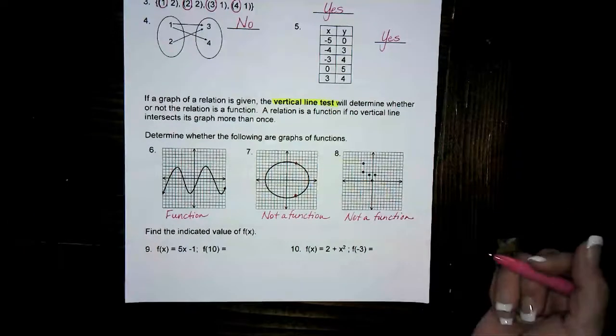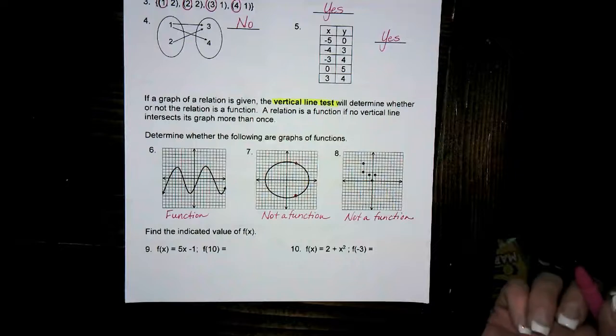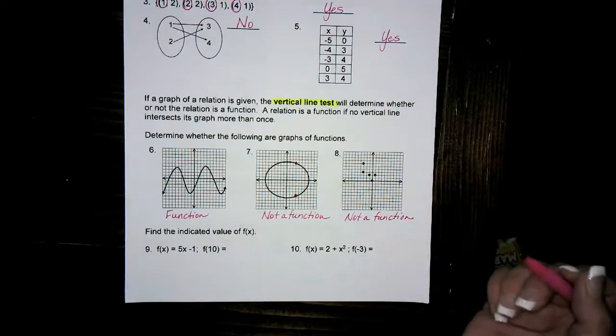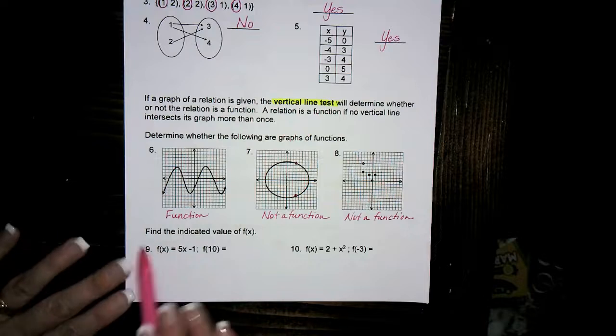Remember, I said at the beginning of this video, this is a lot of vocabulary, okay? So we're talking about all the different ways to say things and all the different ways to test it. Let's look at number 9 here.